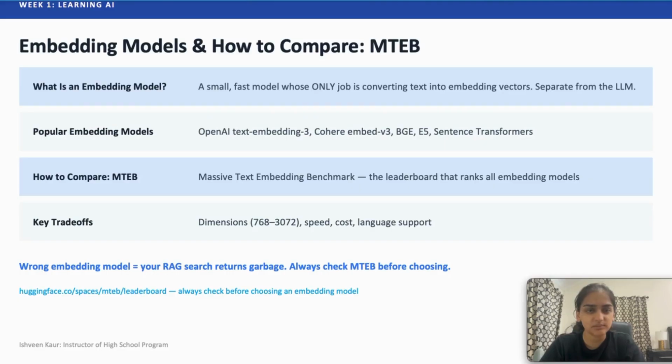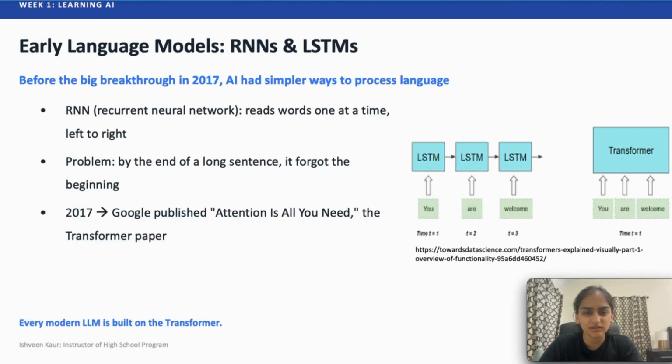Now let's move on. Now you understand tokens and embeddings. But how does the model actually process what you've just said? Before 2017, you would use models called RNNs, recurrent neural networks. They would read words one at a time, left to right, but this would lead to memory loss, which is why they switched to LSTMs, which kind of added some memory, but it was still slow and sequential, and it would still forget things.